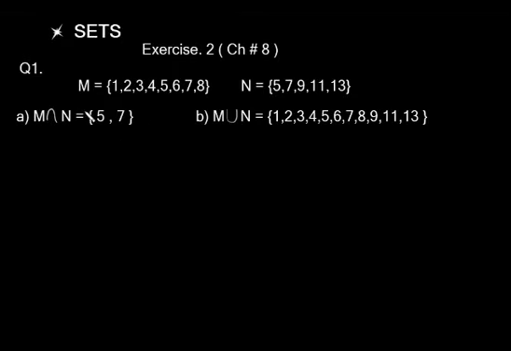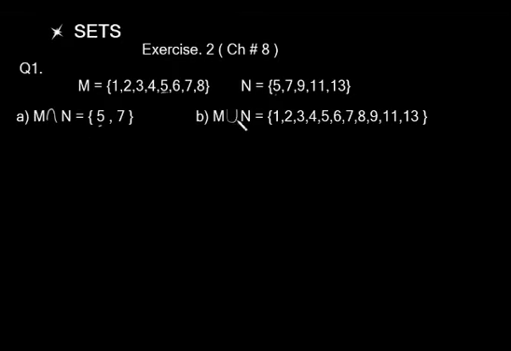In question number 1, we are given two sets. M equals 1, 2, 3, 4, 5, 6, 7, 8, and N equals 5, 7, 9, 11, 13. And in the A part, it says M intersection N. Intersection means common, right? So we just have to look at the members of M and N, and pick off from both the common ones in between. You can see 5 is there and 5 is there as well. So 5 is one of the intersection, and 7 is there, 7 is there. There are only two members which are common in M and N. So M intersection N equals 5 and 7.